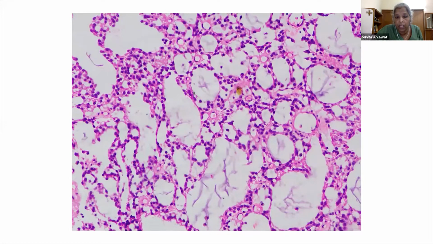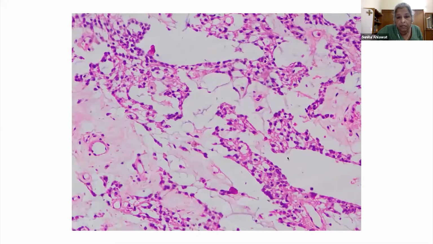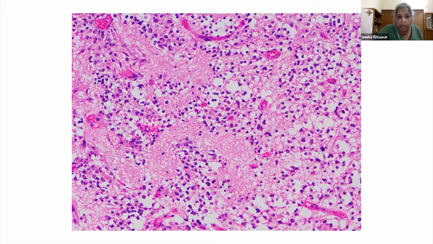Here, microcysts with the small cells. Similar areas, some hyalinized blood vessels. And then this is almost looking like a neurocytoma like area. You have these neuropil, nuclear neuropils, and you have these cells with clear cytoplasm.